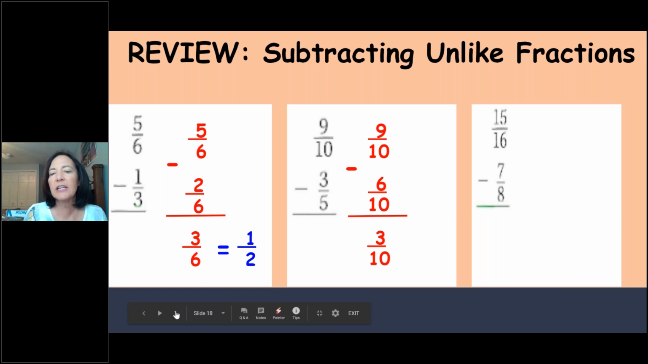Let's try this one. 15/16 minus 7/8. What's our common denominator going to be? 16. Nice. You didn't get tricked on this one. So we're going to leave 15/16 the way it is, but we have to turn 7/8 into 16ths. So what's that going to be? 15 over 16? Look at that one again. Try it again. 15/16 is not quite correct. I mean, you're close, but that's not correct. Okay.